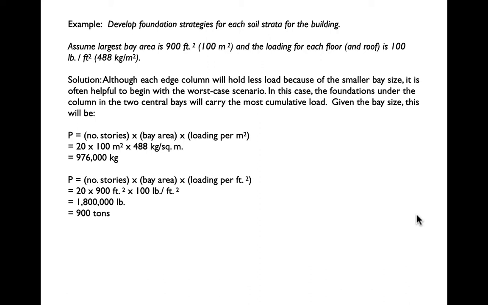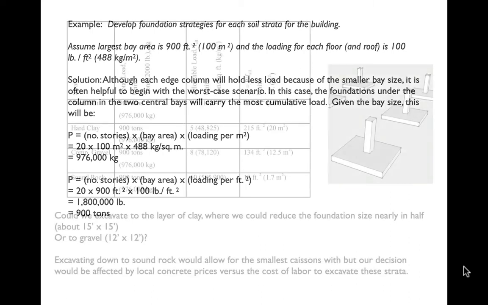So if the loading for each floor is 100 pounds per square foot, largest bay area is 900 square feet, what we find is that the 20 stories times 900 square feet times 100 pounds per square foot ends up putting 1,800,000 pounds onto each column at the base. And that, if we divide by 2,000, gives us 900 tons. And civil engineers are generally working in tons. So our bearing capacity is going to be measured usually in tons per square feet.